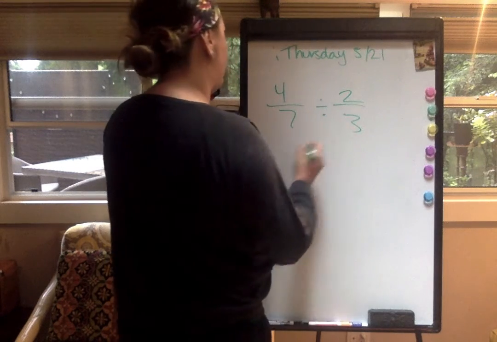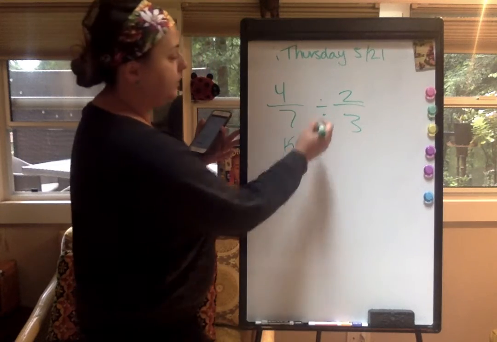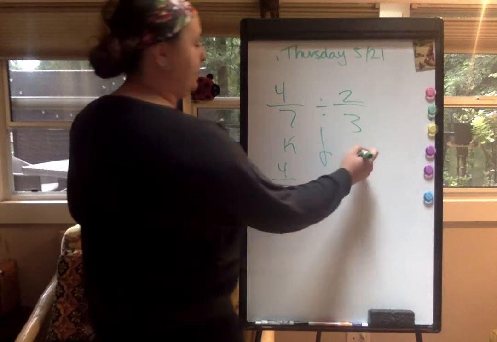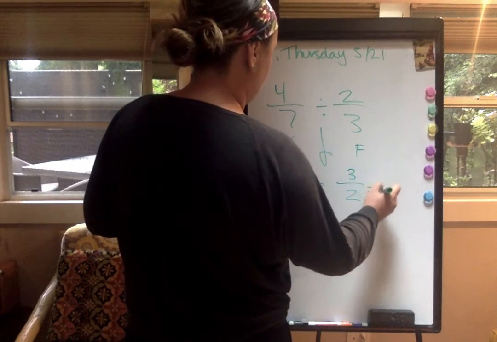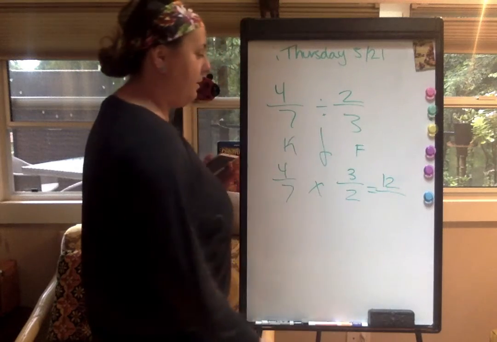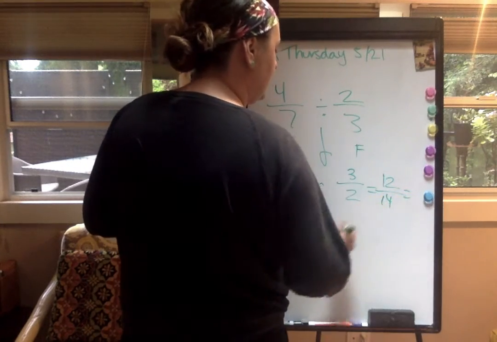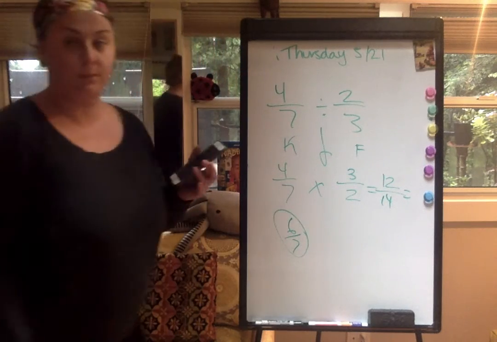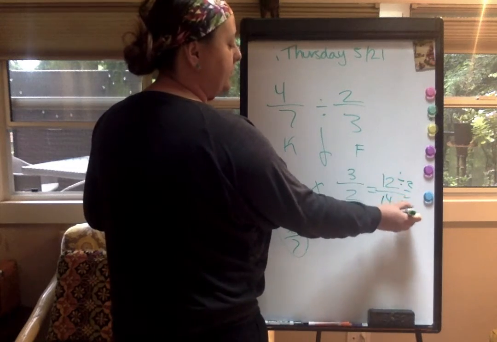Now I want you to remember, keep, right? Change, right? Flip. 3 2s. So 4 times 3 is 12. 7 times 2 is 14. We can divide each of these in half to give us 6/7. We divided each by 2. I just didn't write it, because you guys know how to do that already.